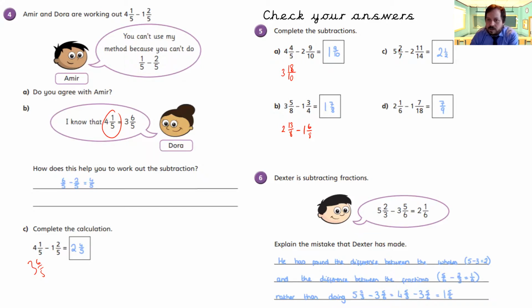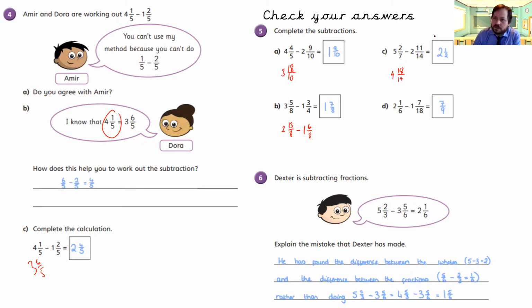Same on here, times this one by 2 to get to 14ths. We haven't got enough, so we're going to take 1 off of there, add 14 onto this one to get 18. Then we can complete it, and we actually get 7/14.